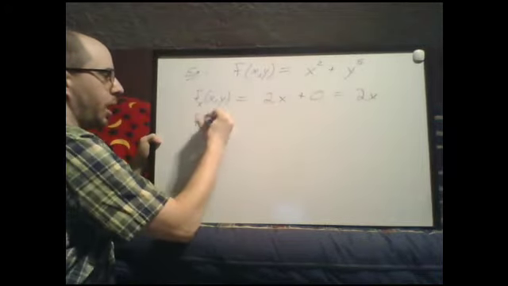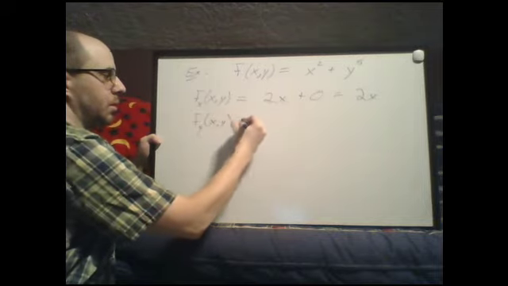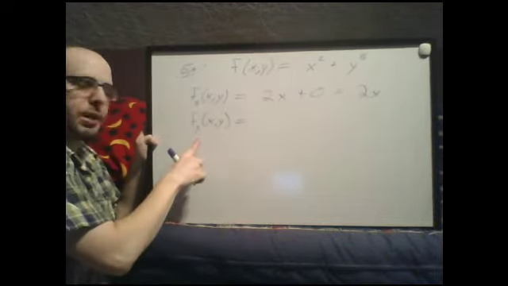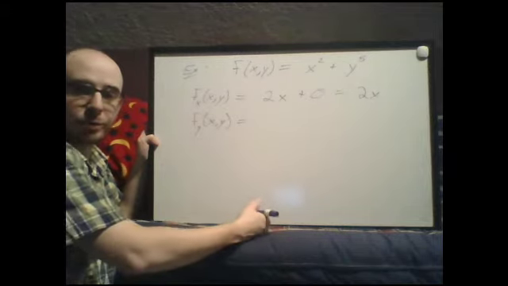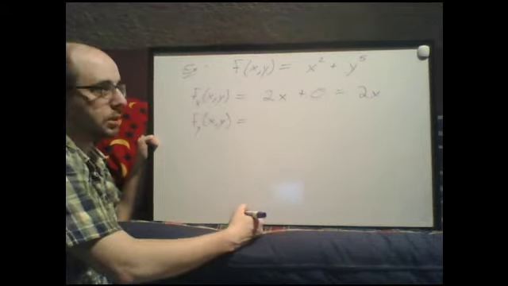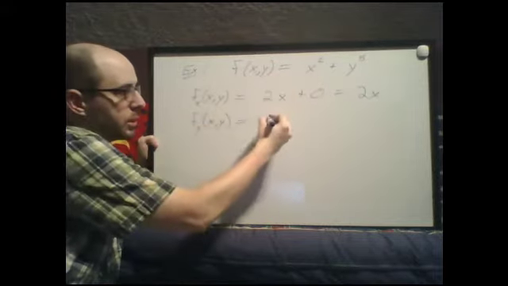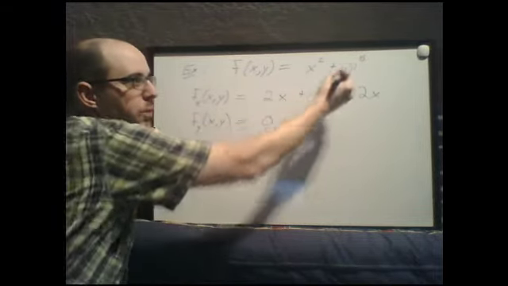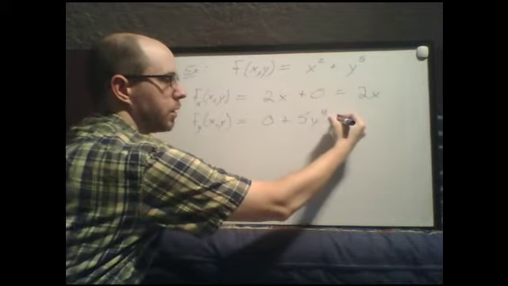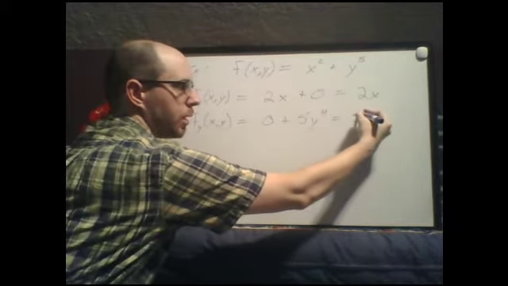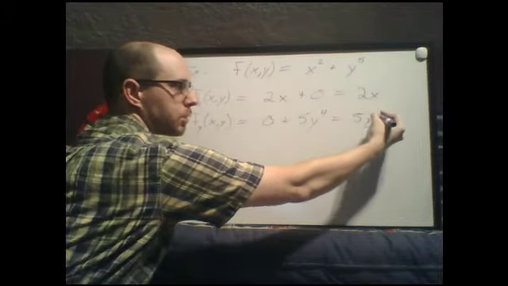F sub y, I'm taking the derivative with respect to y. Now I treat x as if it was just a fixed number, a constant. So the derivative of x squared would be 0. The derivative of y to the fifth would be 5y to the fourth. So 5y to the fourth would be my partial derivative with respect to y.